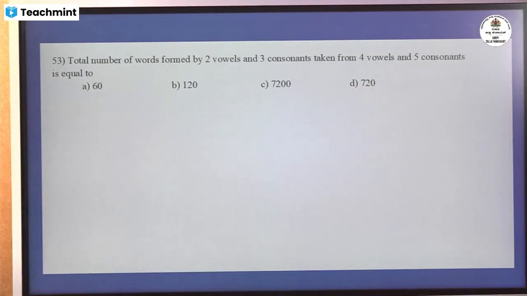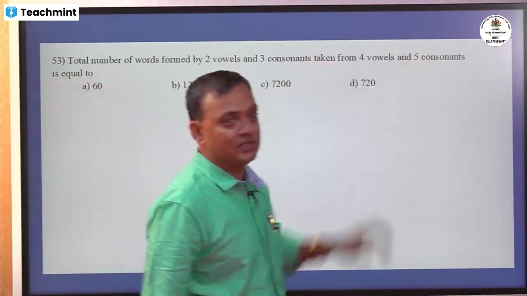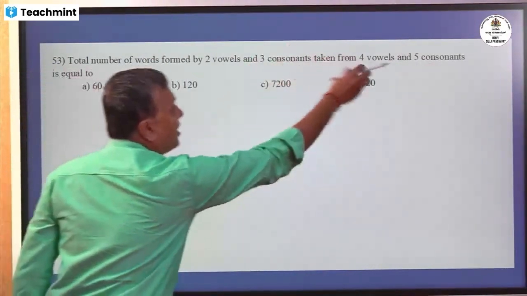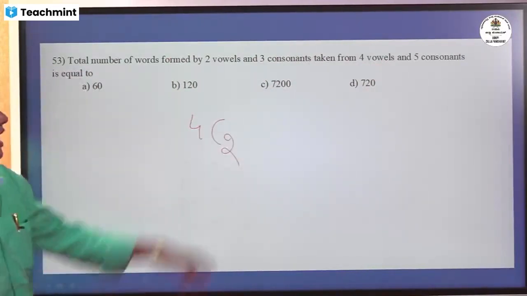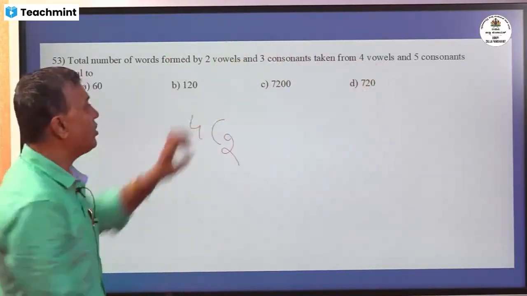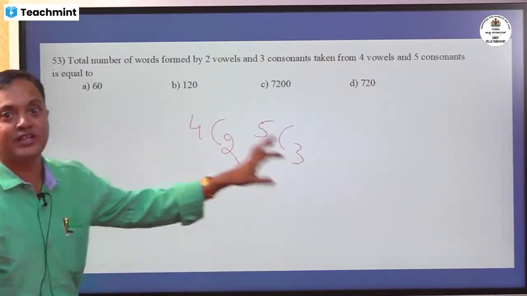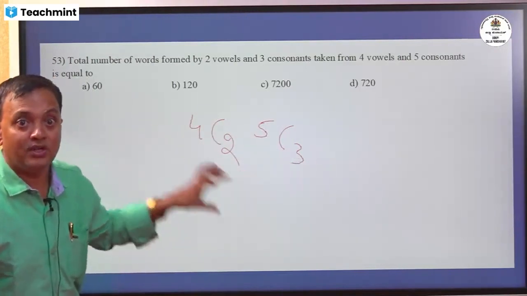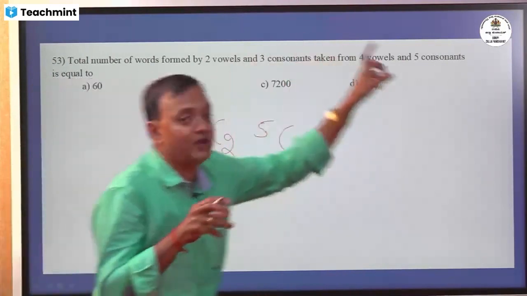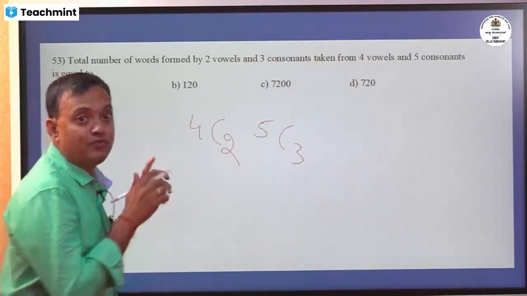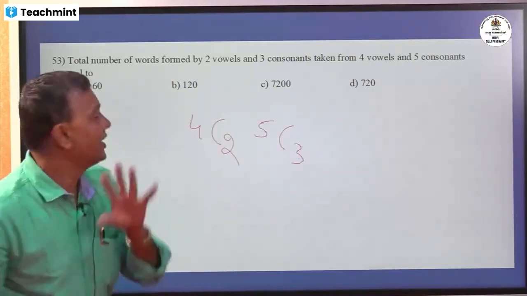Next, total number of words formed by 2 vowels and 3 consonants taken from 4 vowels and 5 consonants. So first, among 4 vowels we have to choose 2 vowels. That can be done in how many ways? 4C2 ways. Among 5 consonants choose 3 consonants. That can be done in 5C3 ways. So 4C2 times 5C3. Is this complete? No. Here we have selected among 4 vowels 2, among 5 consonants 3. So we have selected only 2 plus 3, 5 letters, correct?